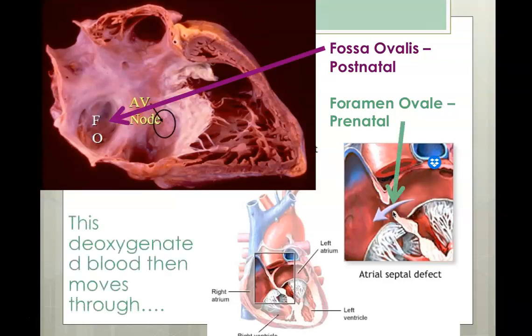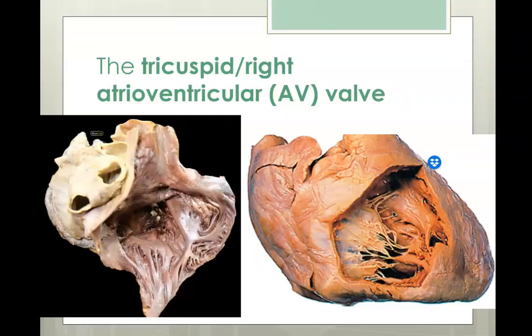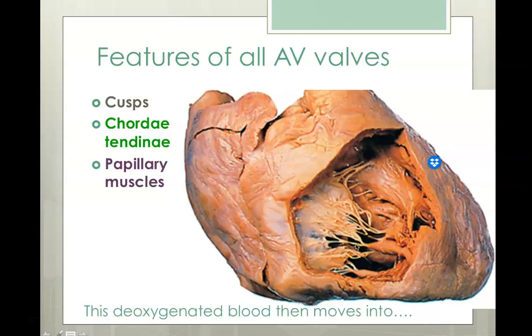So now our deoxygenated blood is going to move from the right atrium through the tricuspid or the right atrioventricular valve. You'll see that these valves have various names, so make sure to know all of them. So here is our right atrium, and we are looking down inferiorly to your tricuspid valve. So in here we're going to see that there are a lot of cusps, and we are going to identify this on this slide here.